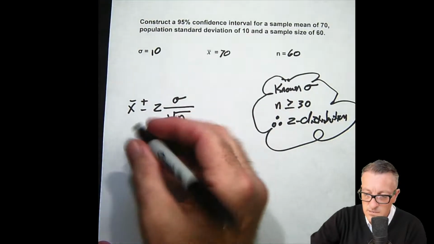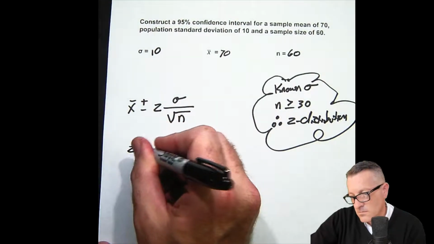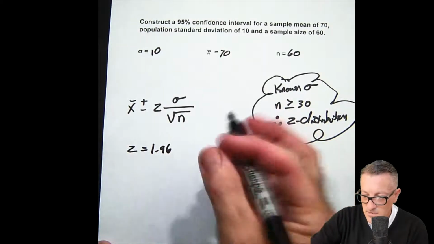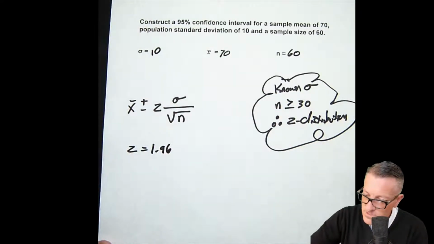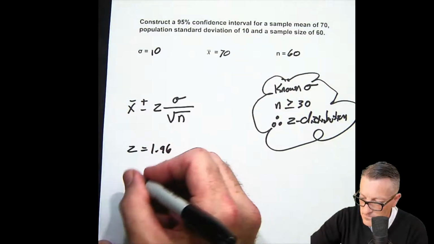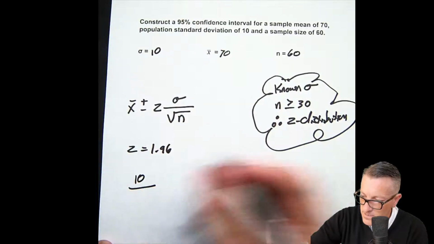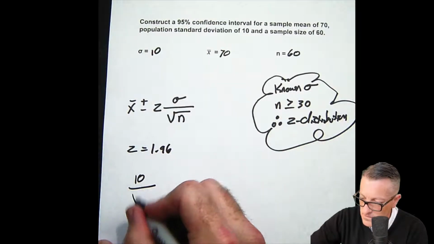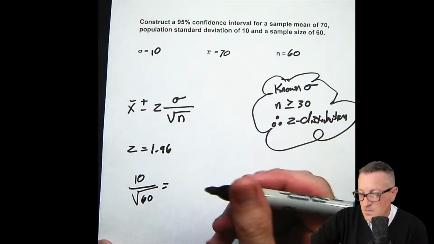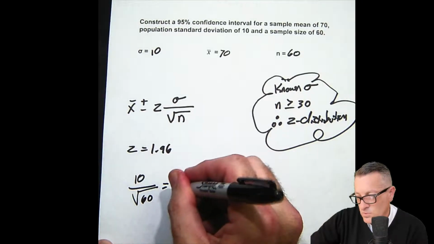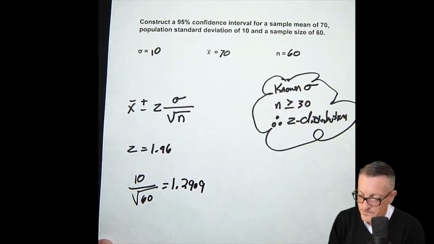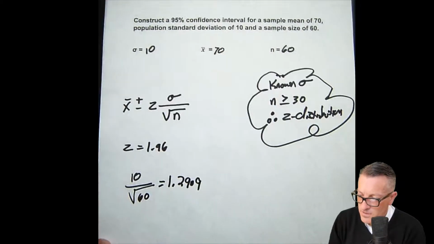So our Z is 1.96, and then let's calculate this part out here. Our standard deviation is 10, and our n is 60. So it works out to be 1.2909. Now we can put it all together.